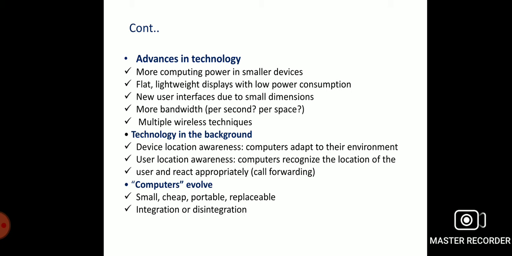And then the technologies in the background. First one is device location awareness, where computers adapt to their environment. User location awareness, that is, a computer recognizes the location of the user and reacts appropriately, as in call forwarding technology. And computers involved are smaller and cheaper, portable and replaceable, and also integration or distribution. So these are the advances in the technology of mobile computing.